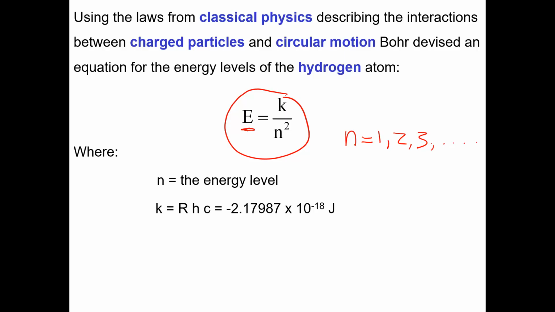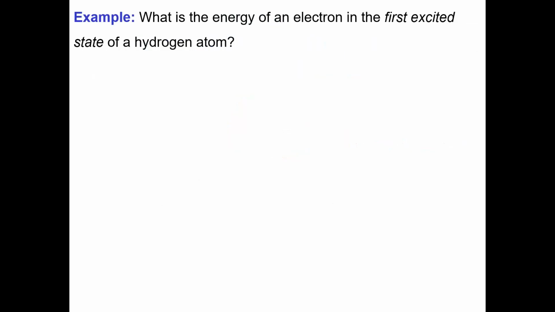Now, it's important to recognize that most of the time we're not interested in the energy of an electron in a particular orbit. We're interested in what happens when an electron moves between orbits. But we can figure out how to calculate that. So here's a type of problem where we're using the Bohr equation. It says, what is the energy of an electron in the first excited state? So the first excited state is n equals 2 because n equals 1 is the ground state.